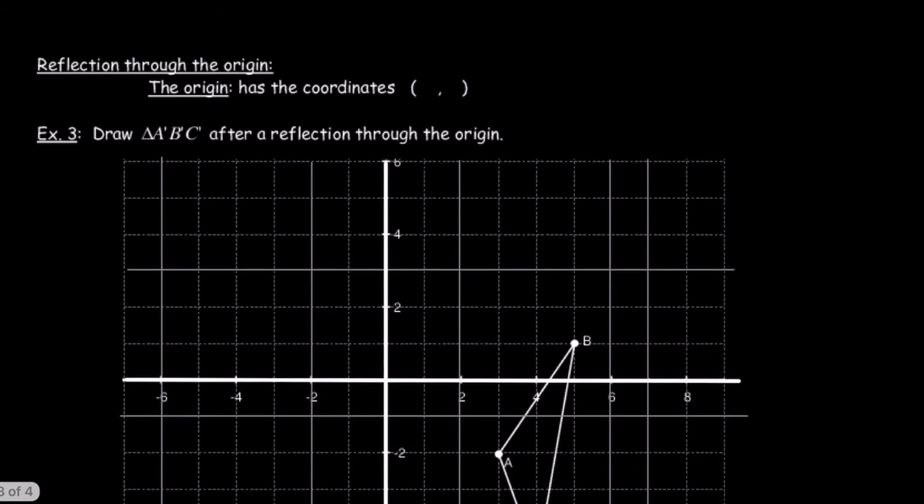So reflecting through the origin. All right, if you notice up here, the origin, hopefully you guys remember this from algebra, but it's simply the point 0, 0. So right here is the origin. And that's where we're going to do all of our point reflections. It makes these a lot easier on a coordinate plane.